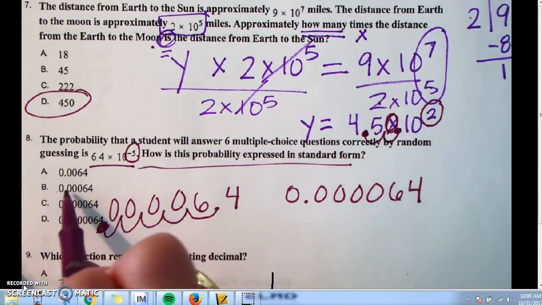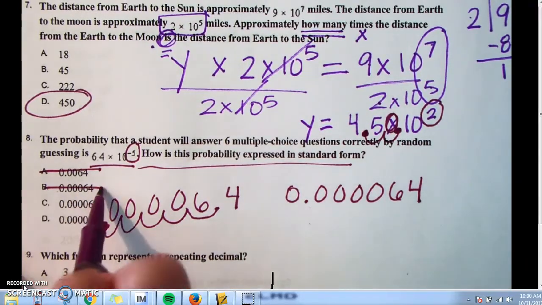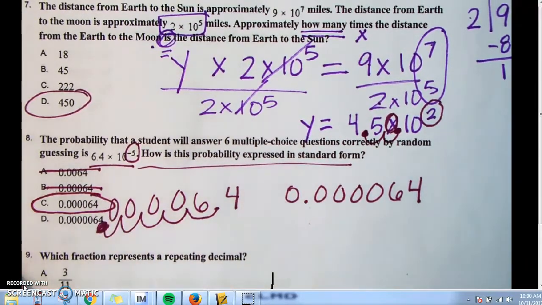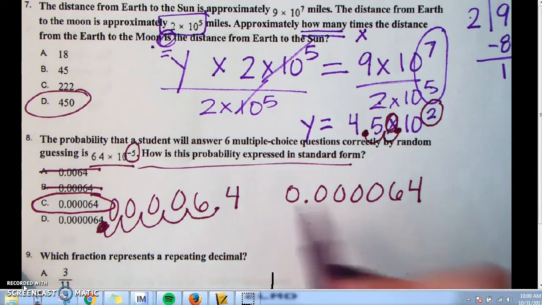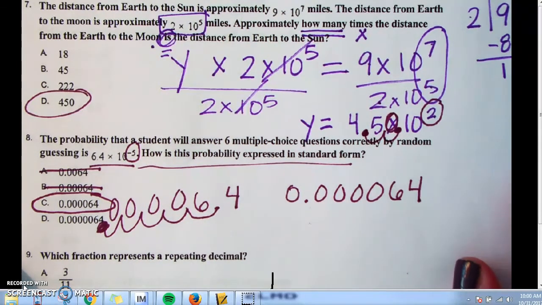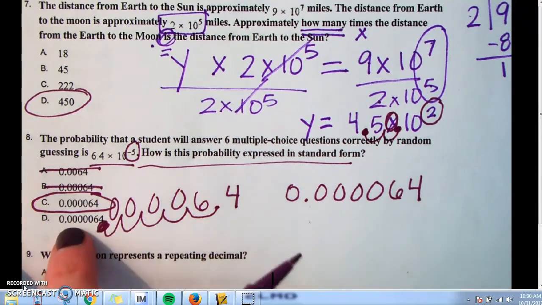So which one of these answers? That's 2 zeros. That's 3 zeros. That's 4 zeros. I know it's a really small number because the exponent is negative. And again, use your answer choices. In all your answer choices, the decimal moved to the left.